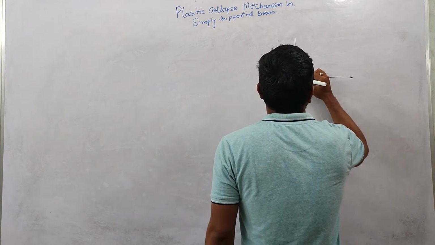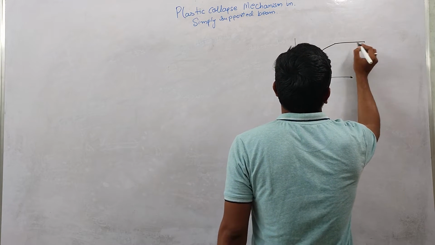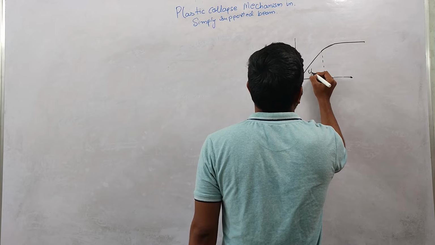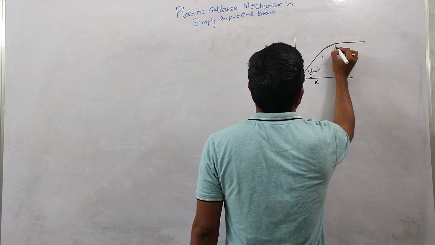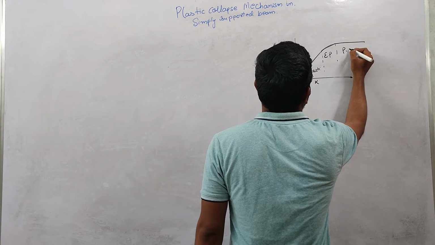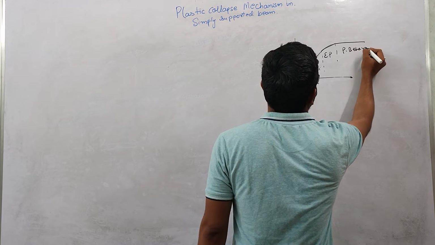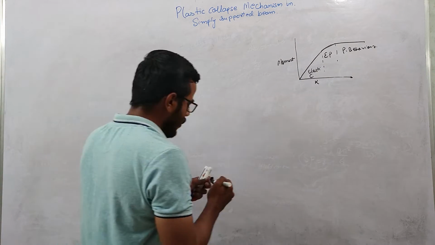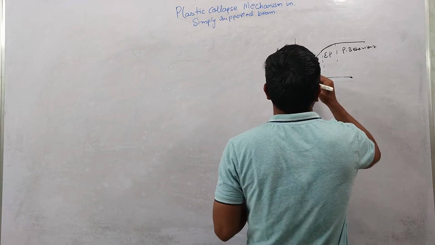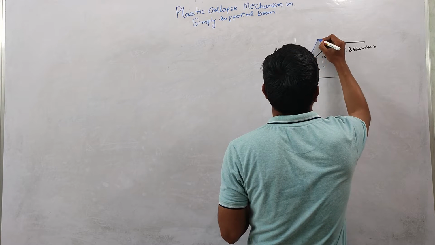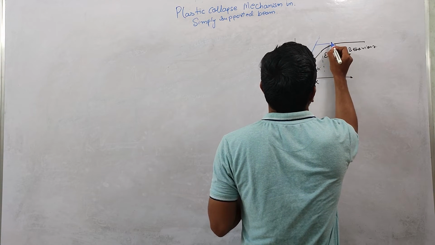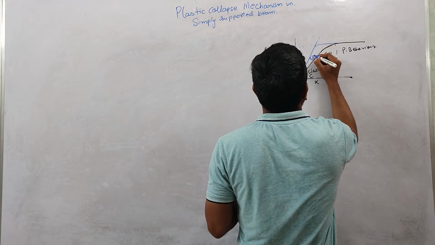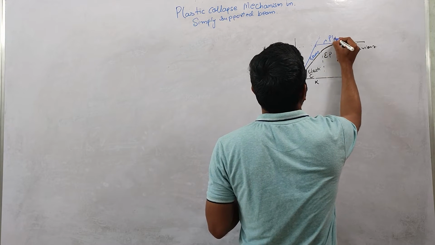The actual diagram was like this. Up to here we will be having the elastic behavior, this is the elastoplastic and this is the plastic behavior. Now for our simplification we have idealized this curve like this. Up to here we will be having the elastic state, and here this is the plastic state.